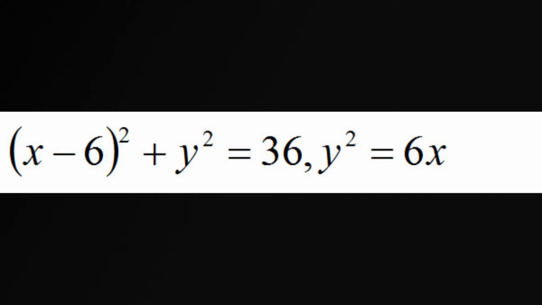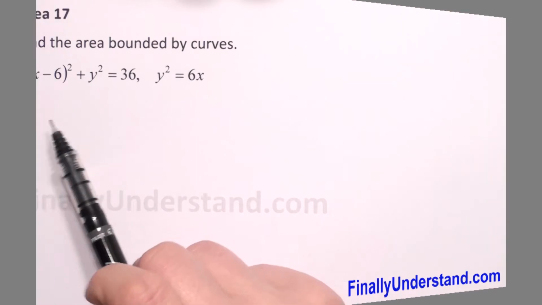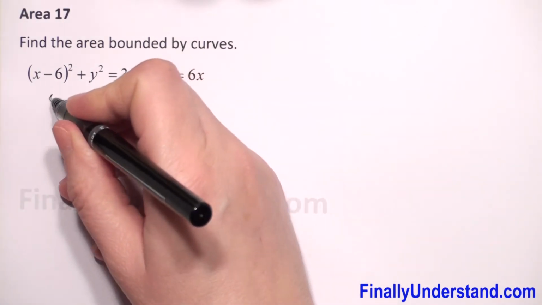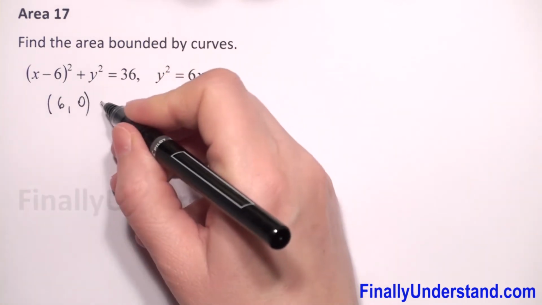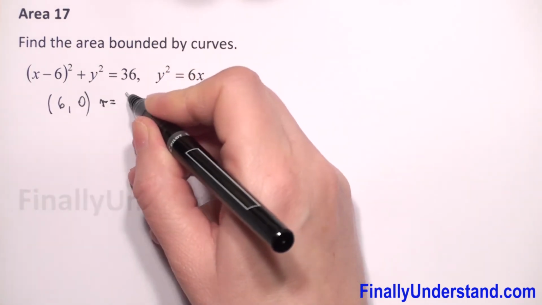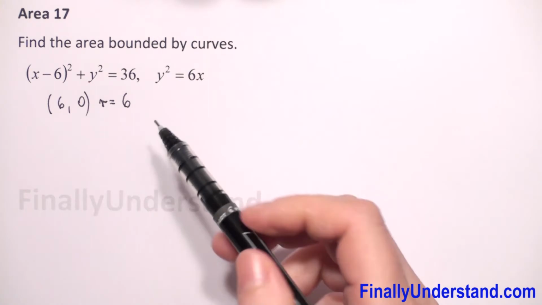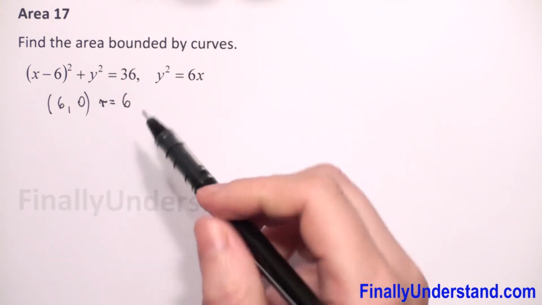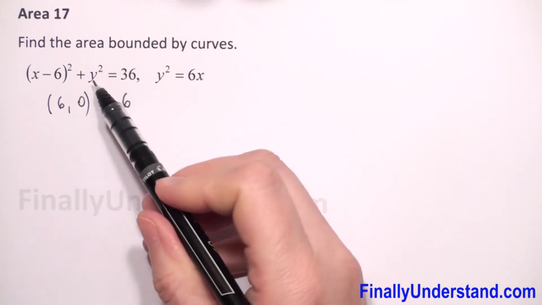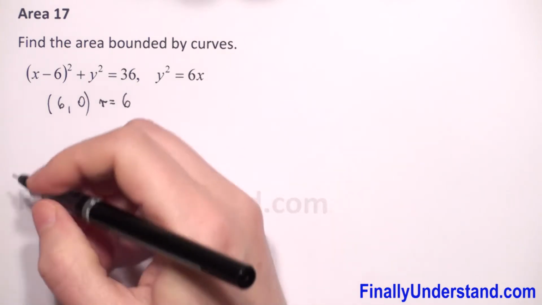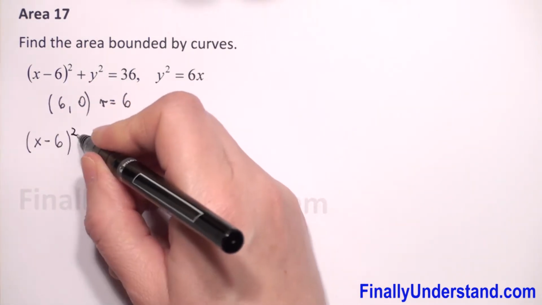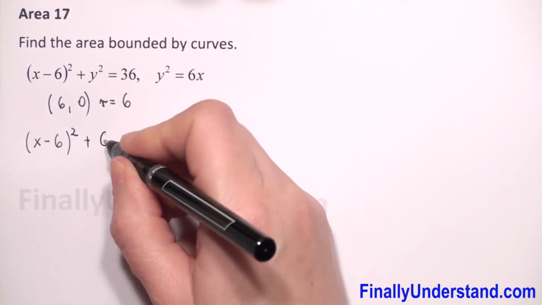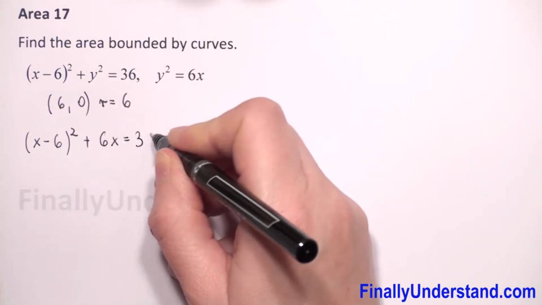We have two curves. First, we have the equation of a circle. The center is (6, 0), and the radius is 6. To find intersection points, we will substitute y squared by 6x. So we have (x minus 6) squared plus 6x equals 36.